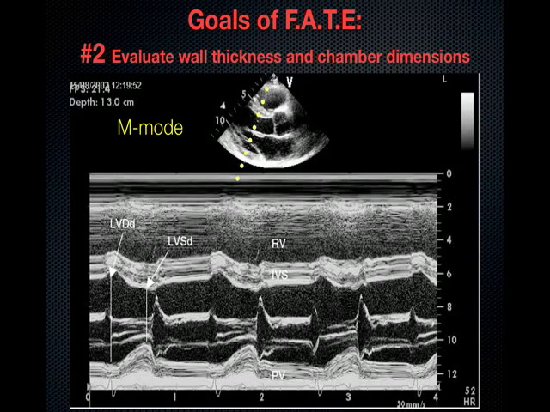Just a reminder that M mode can be used if you really need to measure things. You can put an M mode line across what you are interested in measuring, and then press M mode, and you'll see over several seconds you'll be able to freeze this and use your calipers to exactly measure the diameter of things such as the interventricular septum and the lateral walls.